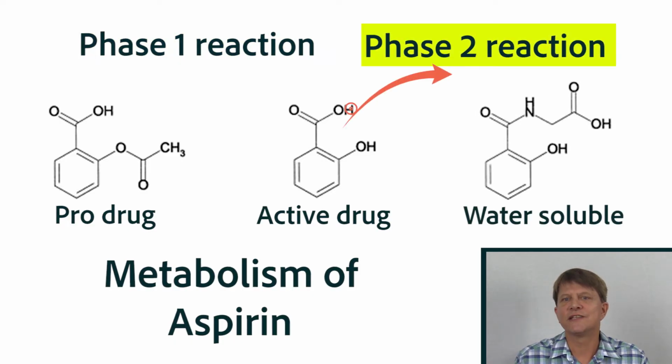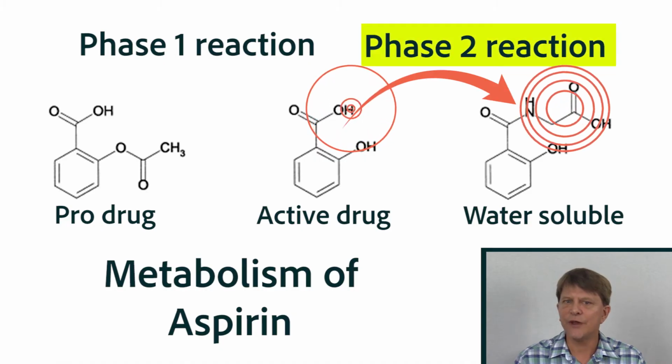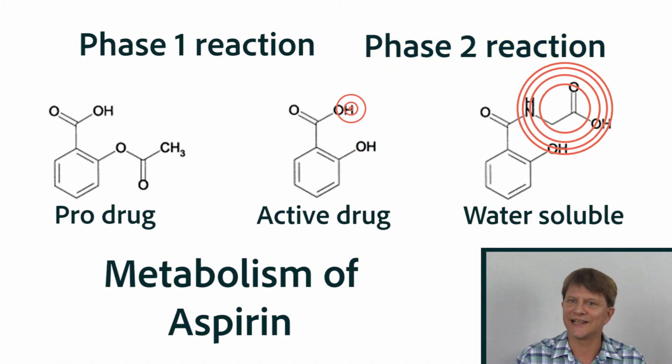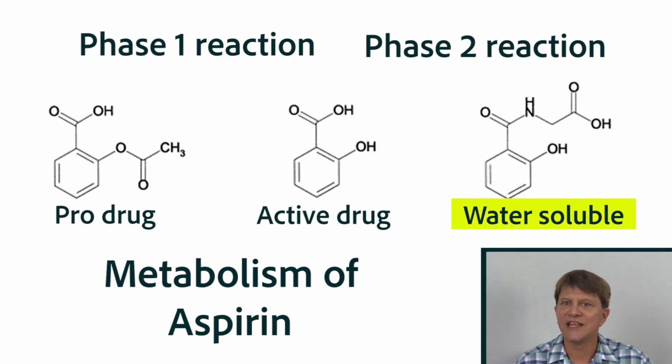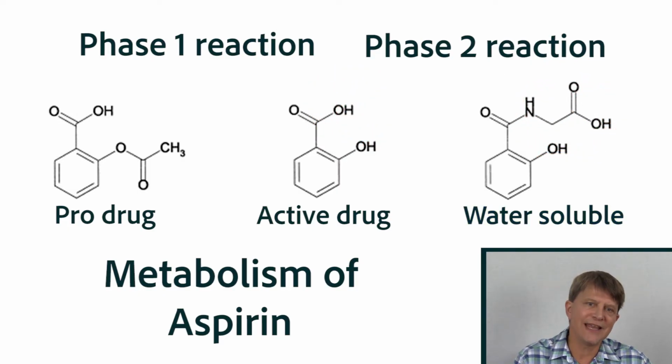The liver then uses another enzyme to attach a very polar molecule to the salicylic acid, and in that case, the active metabolite is changed to a relatively inactive water-soluble substance that can be easily excreted.